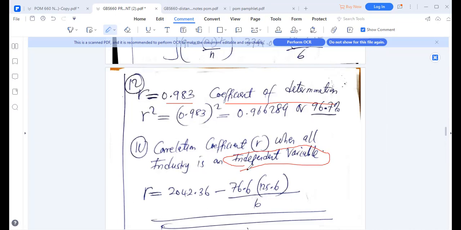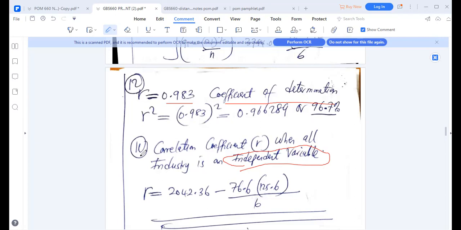So the first one, we had all industry as an independent variable. Then the other one was time as an independent variable. So we have two different kinds of independent variables here. The first one was when time was the independent variable, and then the other one was when all industry was an independent variable. Then we are to find the coefficient of determination.